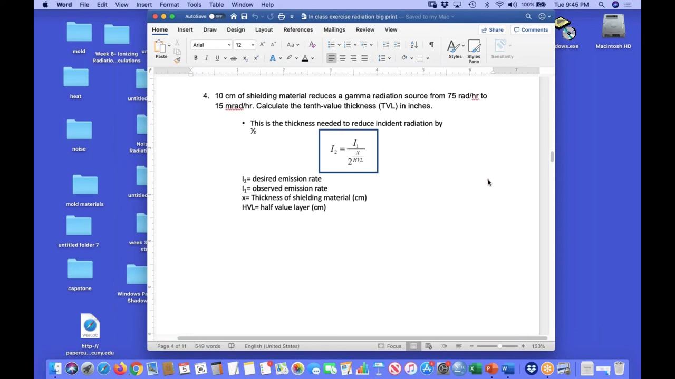But if the half value layer is 1 centimeter, we can go from 10 to 5 with 1 centimeter of shielding. We can go from 5 to 2.5 with another centimeter of shielding, and from 2.5 to 1.25 with a third centimeter of shielding. So the tenth value layer would be between 3 centimeters and 4 centimeters.